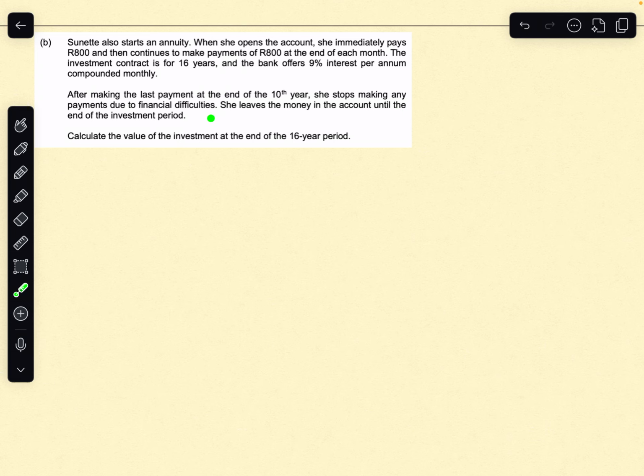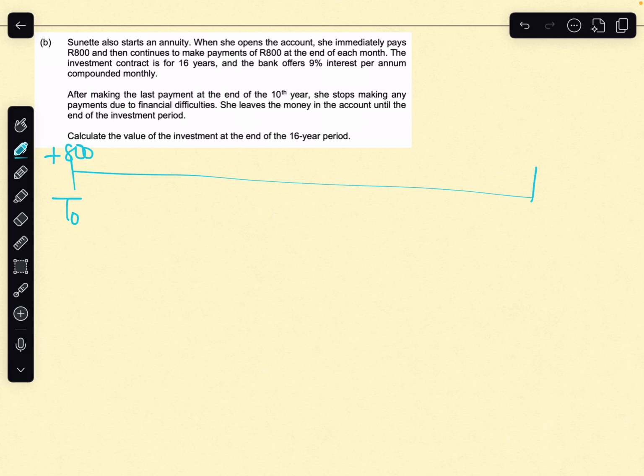she stops making any payments due to financial difficulty. She leaves the money in the account until the end of the investment period. Calculate the value of the investment at the end of the 16-year period. So let's put all of this information onto a timeline. So at T0 she puts in 800 rand.